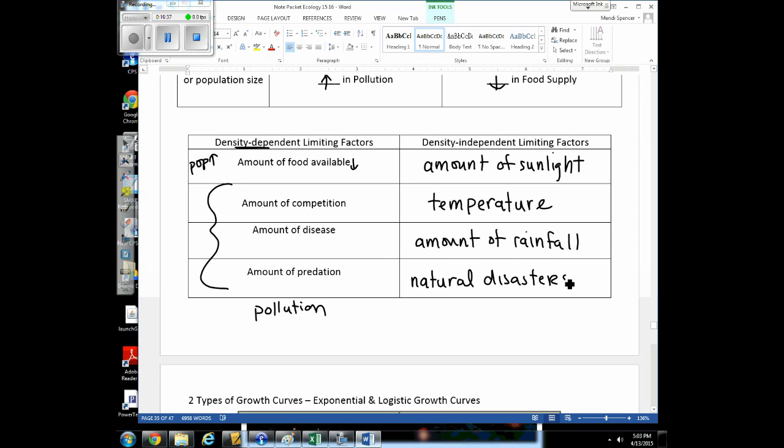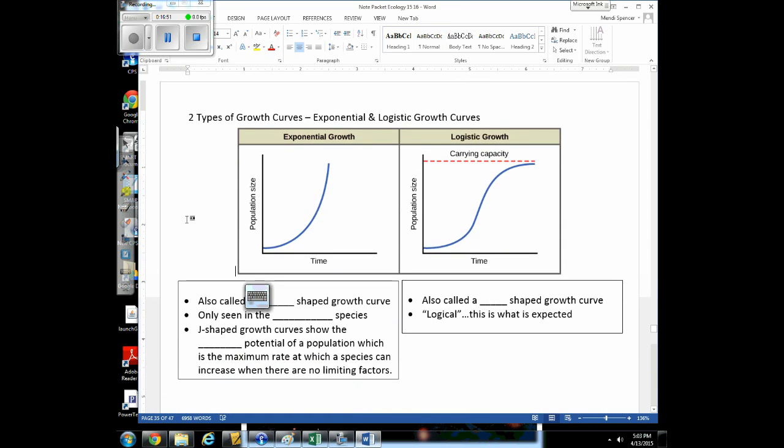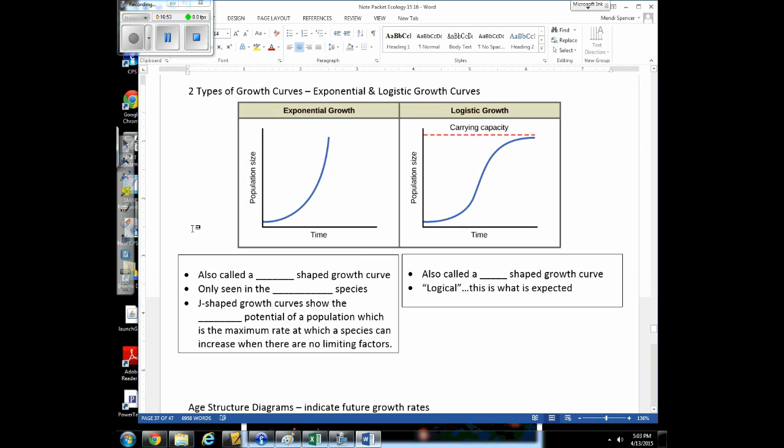As the population increases, we're not going to get a greater chance of a forest fire or a landslide. So those are considered density independent limiting factors. We've already talked about population growth curves, but in general there are two types: the exponential growth curve and the logistic growth curve.